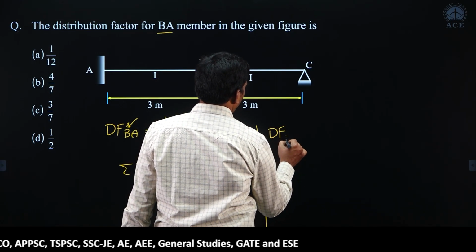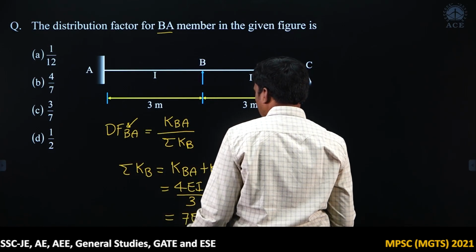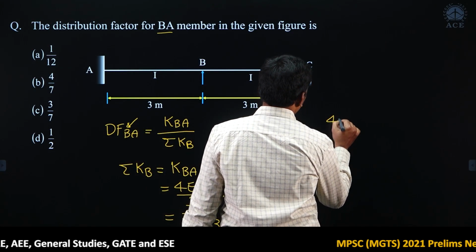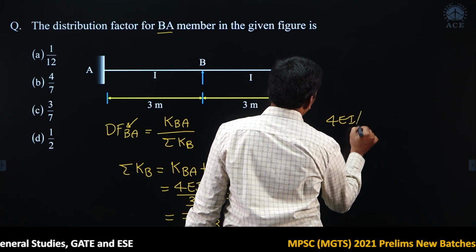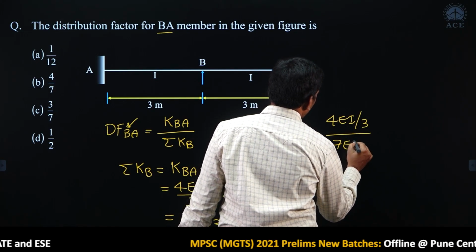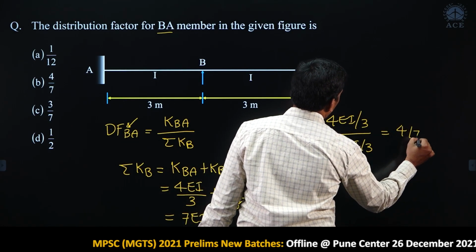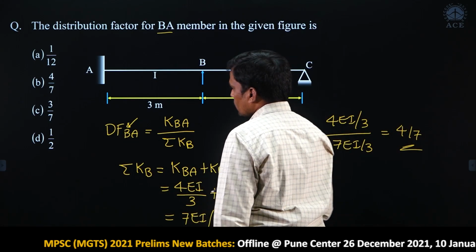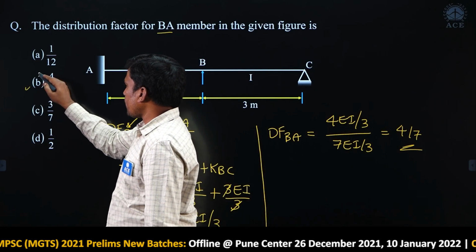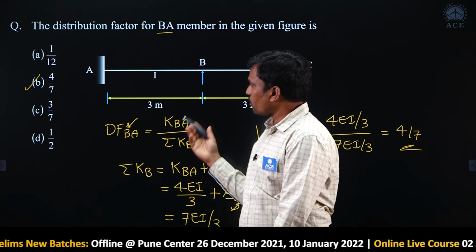So distribution factor for member BA equals, what is the stiffness for member BA? 4 EI by 3 divided by total stiffness 7 EI by 3. Then this is 4 by 7. So option B is correct, 4 by 7. Note down please.